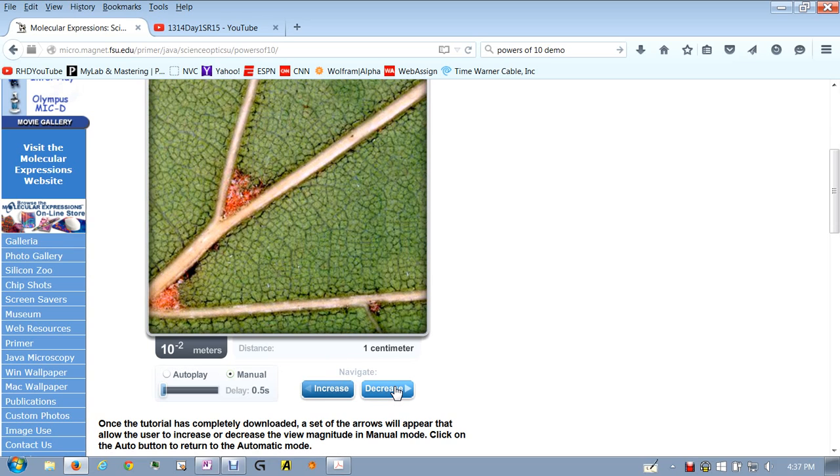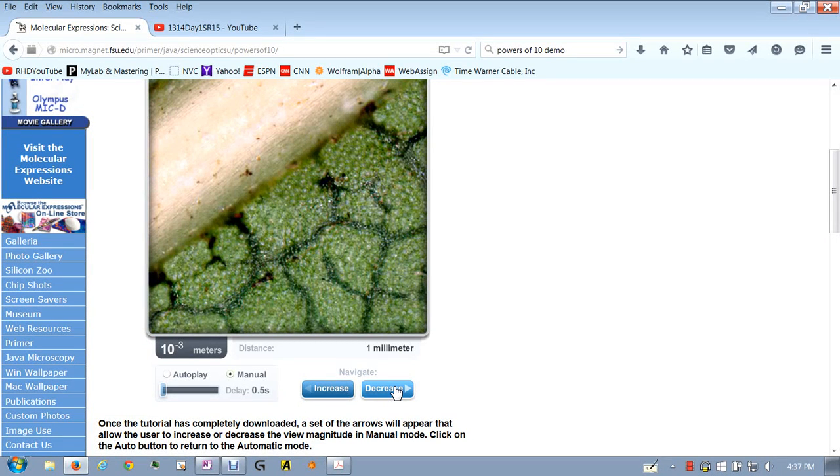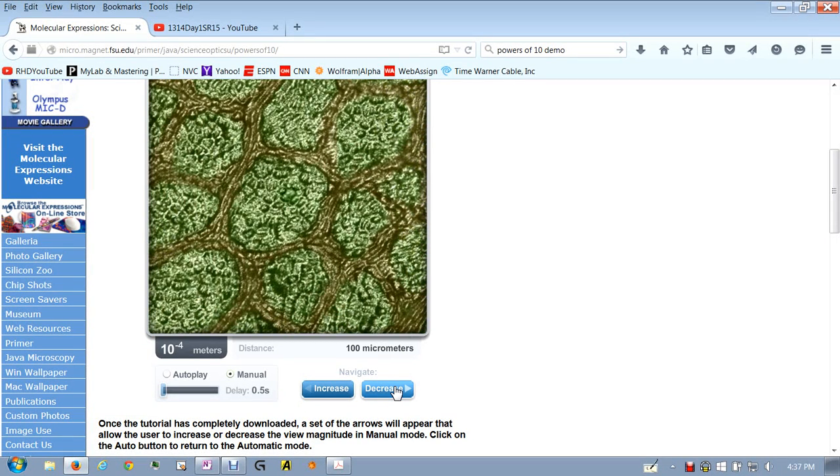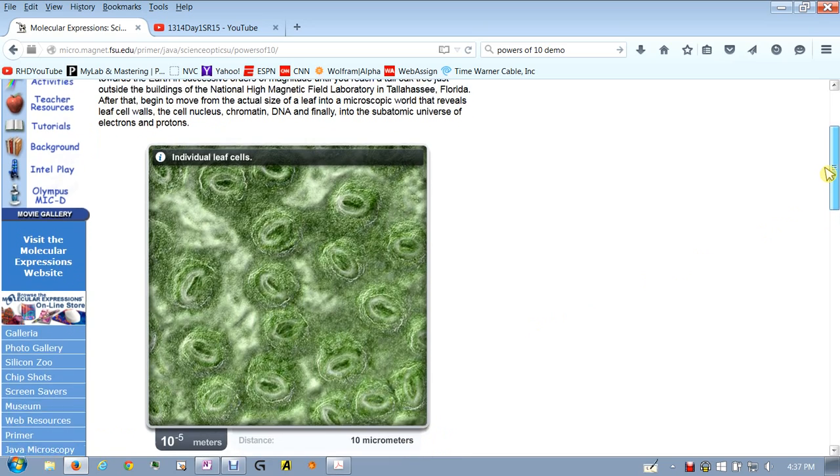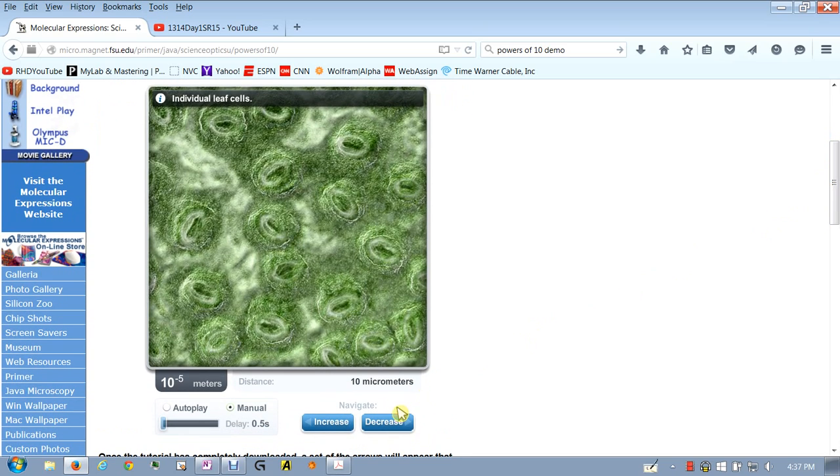10 to the negative 2, 10 to the negative 3, 10 to the negative 4, right? 10 to the negative 5, starting to see some structure in here. I'm not sure where they got these from. We can see, what's that? What, these guys right here? Yeah, so these are like the cells on the leaf, right? That's what 10 to the negative 5 meters looks like.